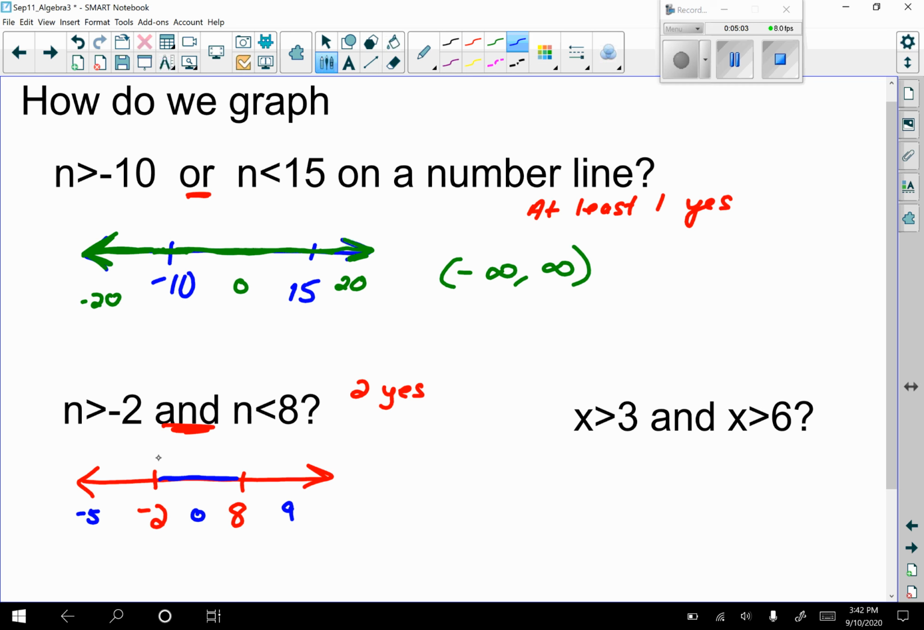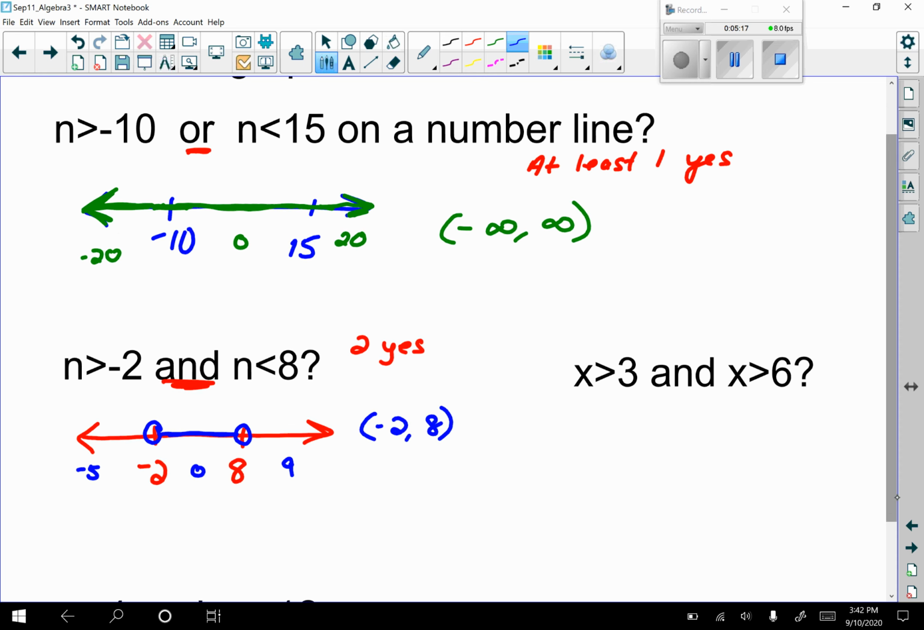Now, because I do need endpoints here, I'm going to put an open endpoint on the -2 and an open endpoint on the 8. And really what we got here was -2 to 8. Now this was separated and we ended up shading in between. So let's see if I could just rewrite this.